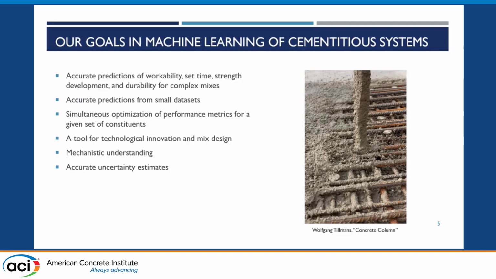So the goal in this work, and in general in machine learning models of cementitious systems, is, of course, the accurate prediction of things like workability, set time, strength development, durability. But in our field, we typically don't have large data sets. For example, in bioengineering, those folks work with thousands of data points. We usually don't get that in our field, so we have to find ways to build interpretable and accurate models with small data sets. And the key for that is essentially feature engineering.